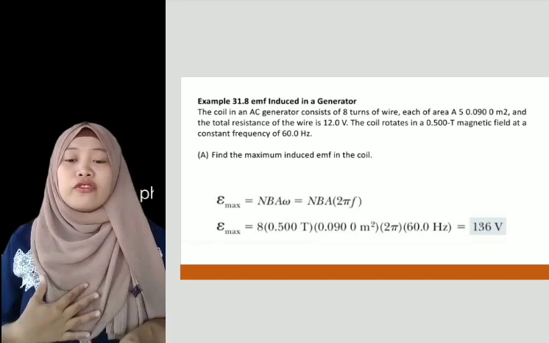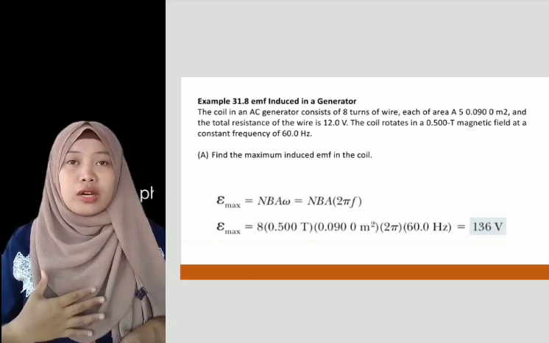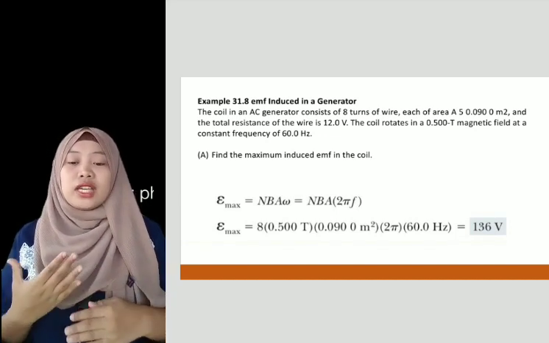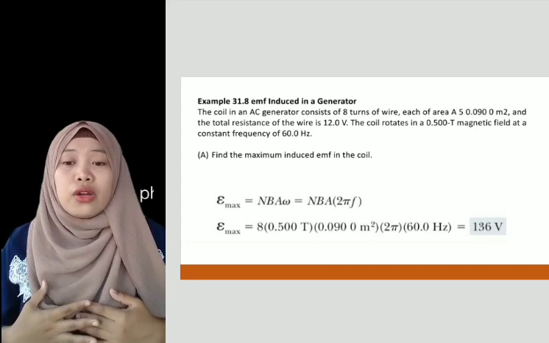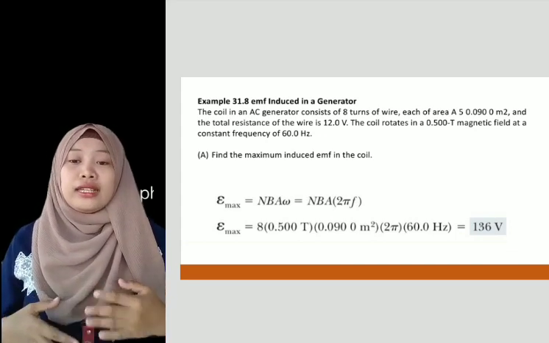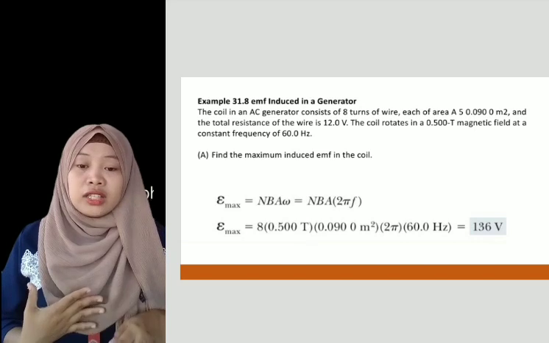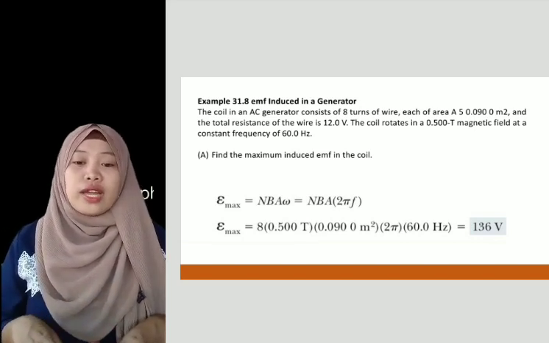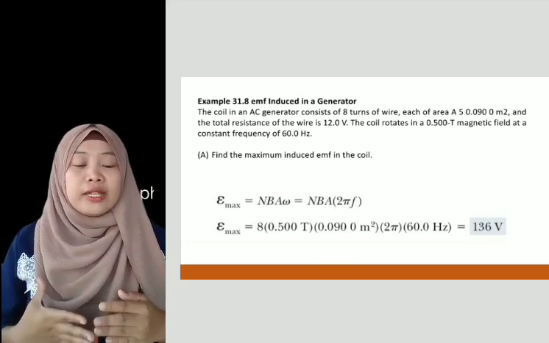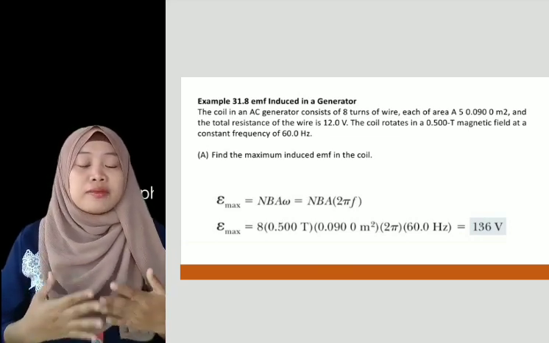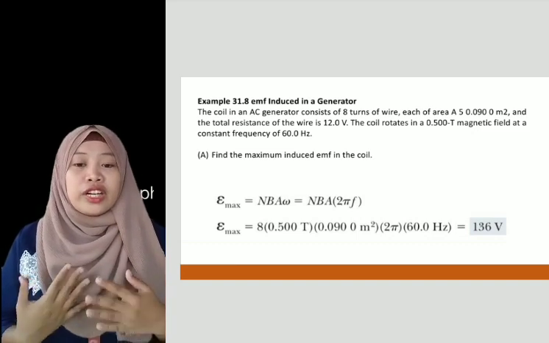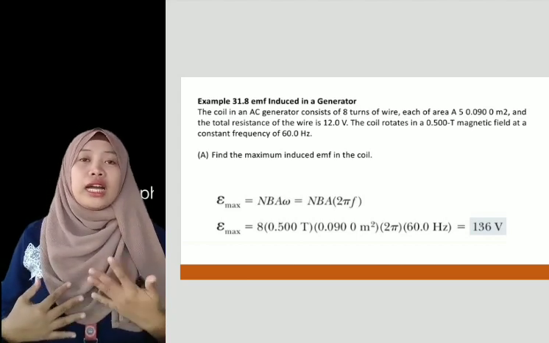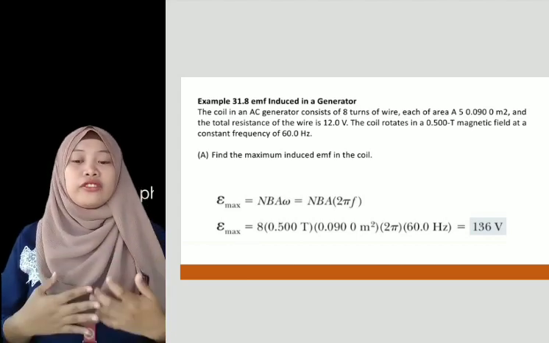So, ano nga ba yung value ng numbers of turns natin? Meron tayong dyan number 8. So, times the 0.500, which is yan yung tinatawag natin na magnetic field. At saka meron tayong times 0.0900 m squared, which is yan yung area natin, times the 2 pi, times the 60.0 Hertz. So, kapag ni-times na natin yan siya, meron tayong 136 V or the voltage.